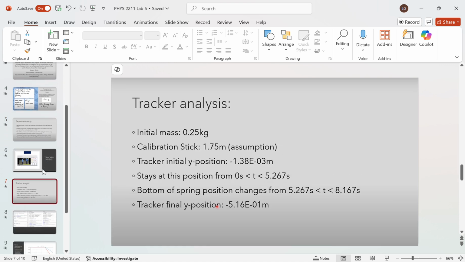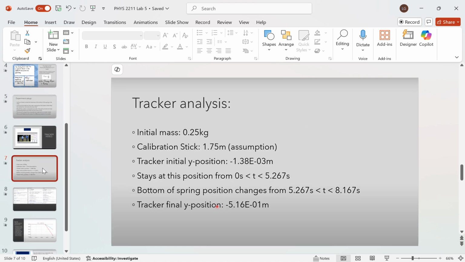Now tracker analysis. The initial mass was 0.25 kilograms. We assumed the man holding the Slinky was 1.75 meters tall. The initial Y position was negative 1.38 times 10 to the negative third meters, and it stays at this position from 0 to 5 seconds. And then the bottom of the spring changes position from 5 to 8 seconds, and the final Y position was negative 5.16 times 10 to the negative 1 meter.